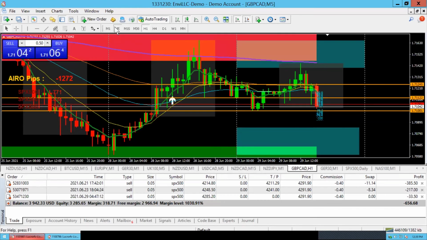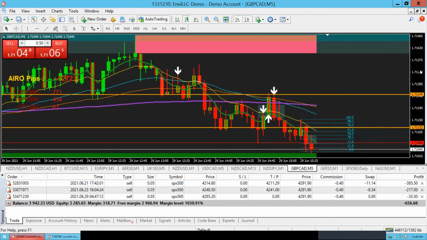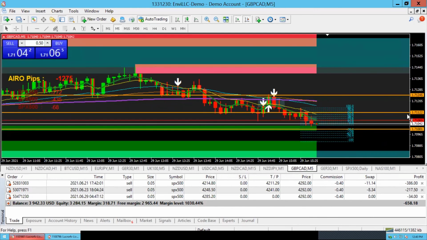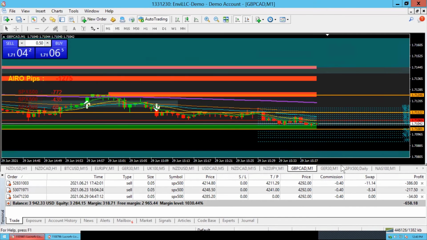So the moral of the story is if it breaks this green zone, we have some room before it gets to our target area. And we have another green zone right here. So if it can break through that, we have enough room to the downside. But right now, with these bounces off of that, I'm not in a big hurry to take that.